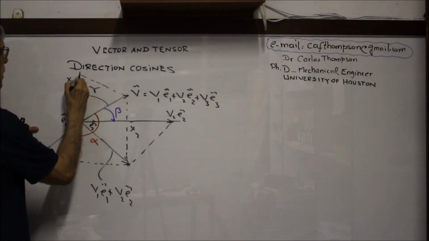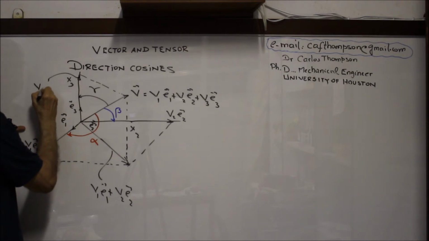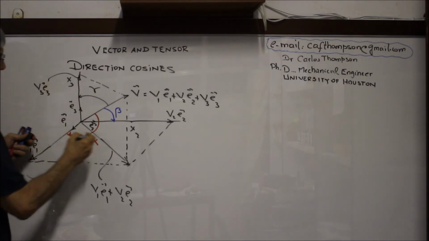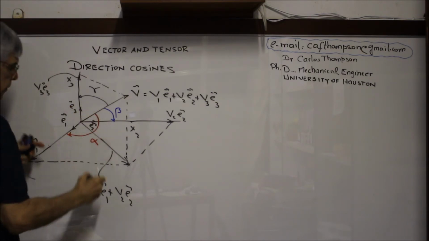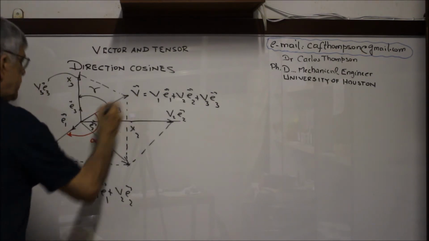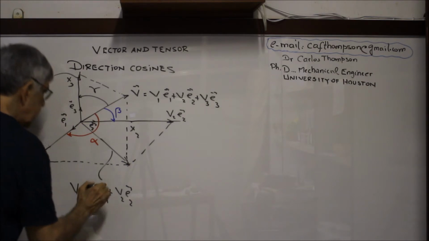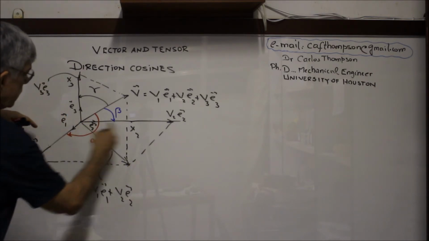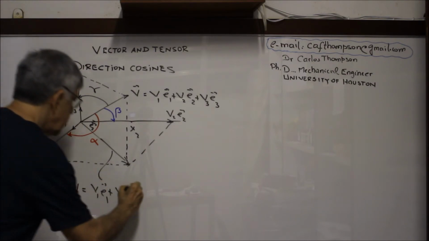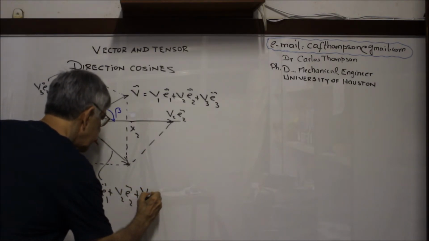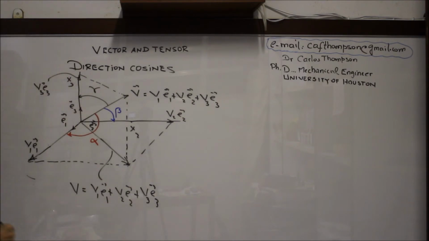This is v3, e3. Now, if you add this vector here, then my V will be the vector on the x1, x2 plane plus the vector v3, e3.